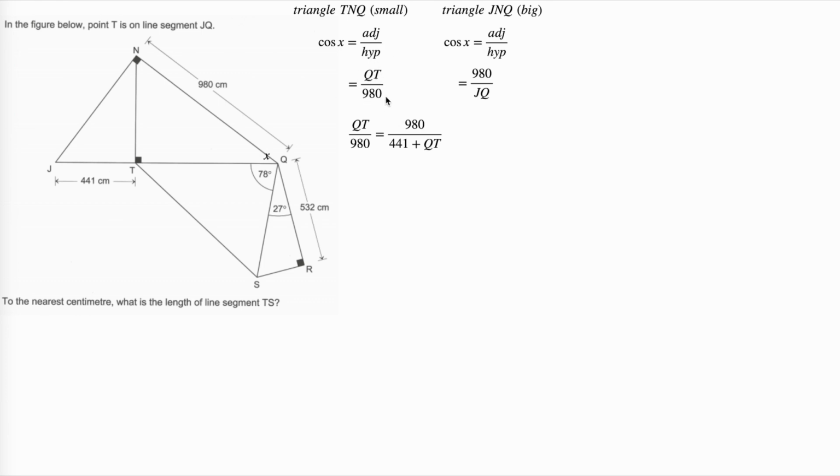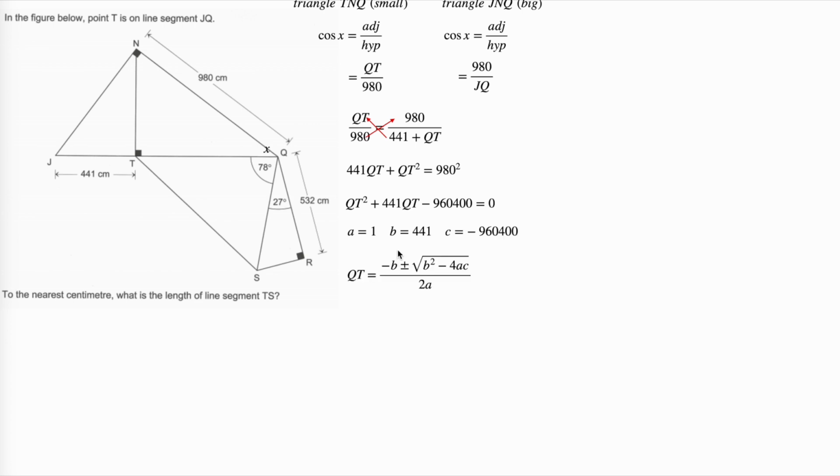You can say that QT over 980 must be equal to 980 over JQ. JQ can be broken down into 441 plus QT. I'm going to cross multiply. That gives me QT multiplies to 441 and multiplies to QT, giving us 441 times QT plus QT squared is equal to 980 times 980, which is 980 squared. That's a quadratic. I'm going to rewrite it. 980 squared is 960,400. I'm just rewriting with the QT squared first, plus 441 times QT, take away the 960,400 is equal to 0. The A coefficient is 1, the B coefficient is 441, the C coefficient is negative 960,400.